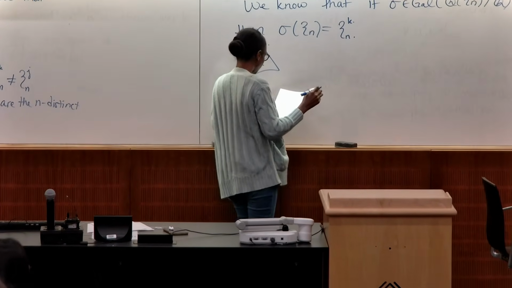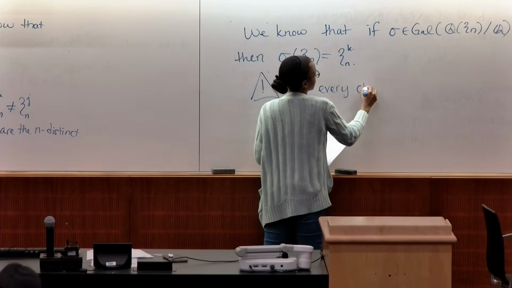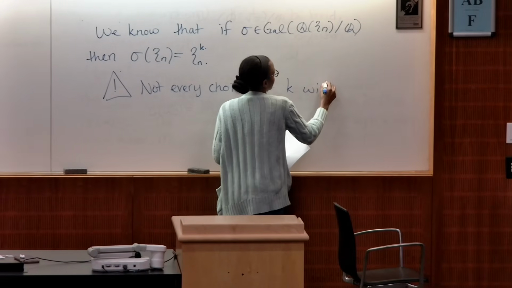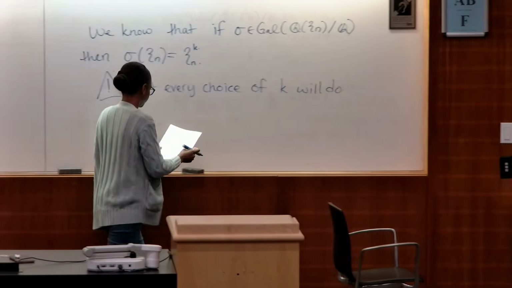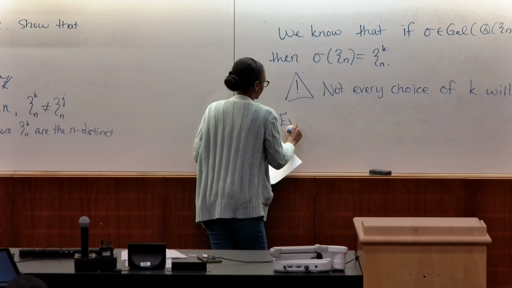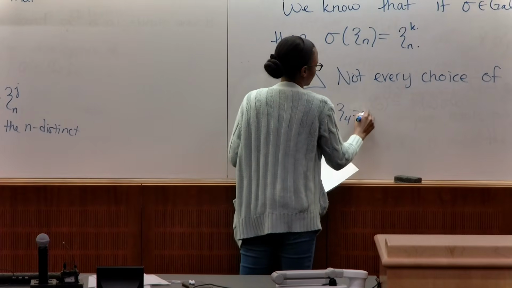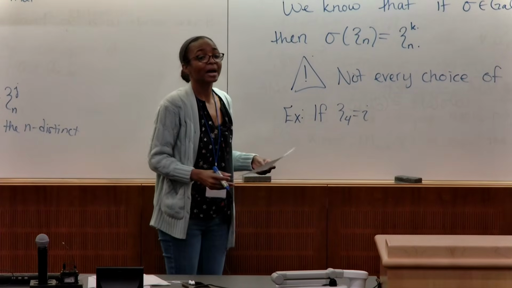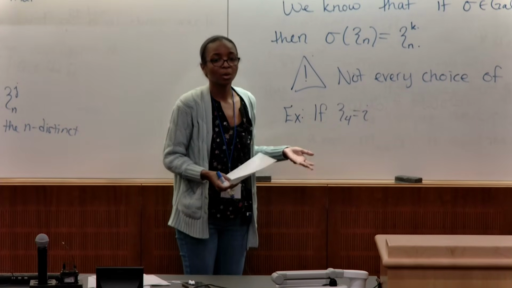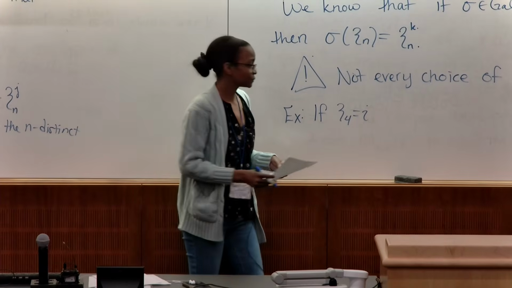But we just gave ourselves a warning. Not every choice of k will do. If I make a choice for zeta 4 being i, I don't want an automorphism sigma to send i to 1 or even negative 1. Neither of those is going to preserve injectivity.